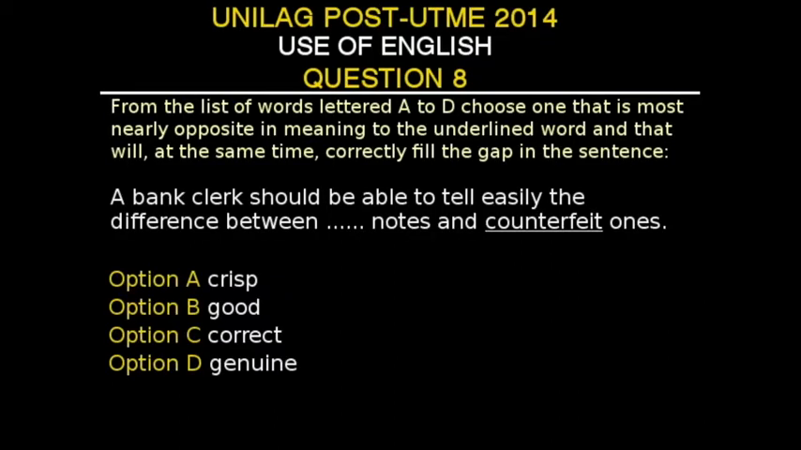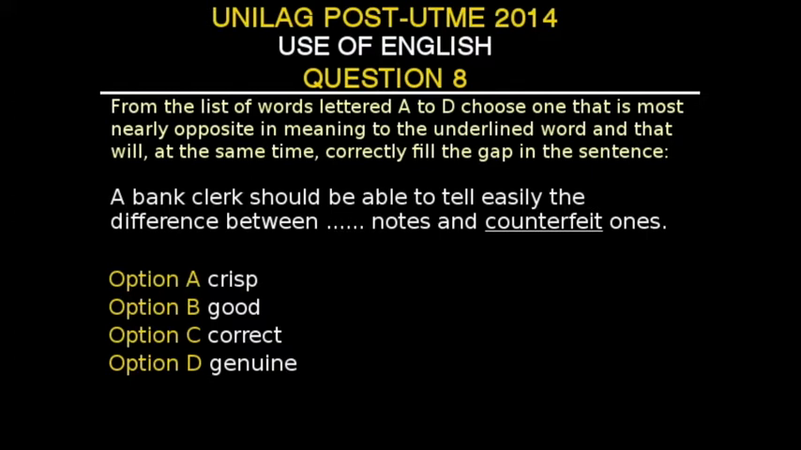UNILAG post-UTME 2014, Use of English, question 8. From the list of words lettered A to D, choose one that is most nearly opposite in meaning to the underlined word and that will, at the same time, correctly fill the gap in the sentence. And the sentence is, a bank clerk should be able to tell easily the difference between dash notes and counterfeit ones. Counterfeit being the word underlined.